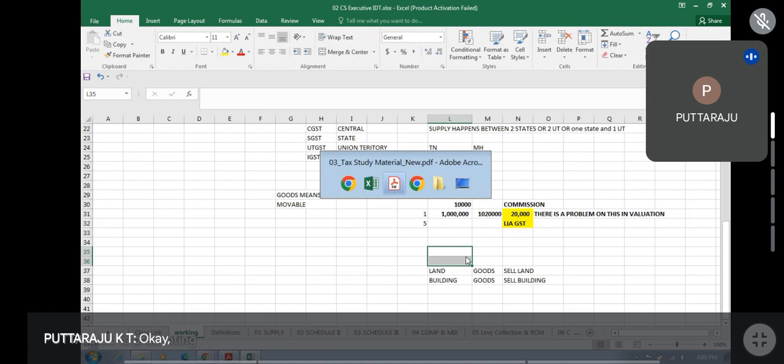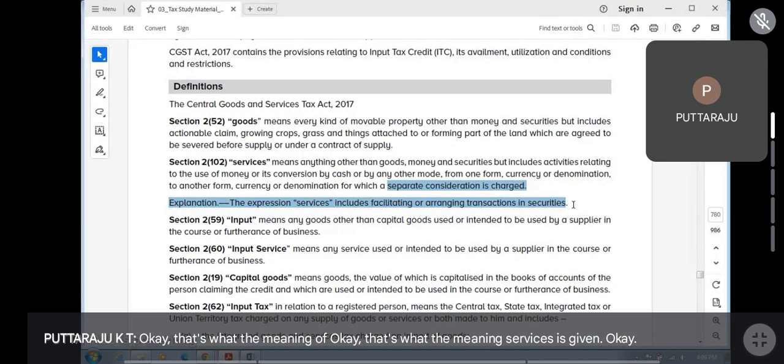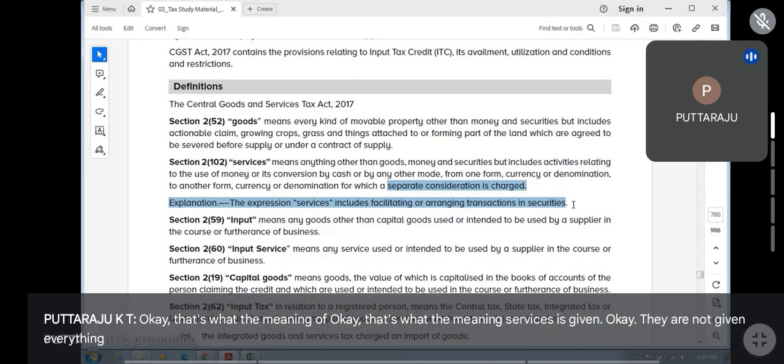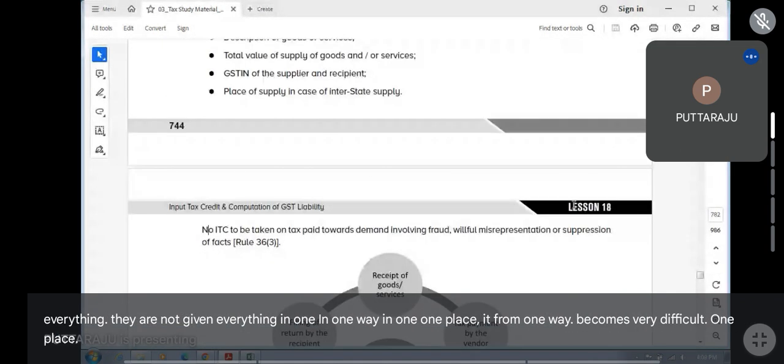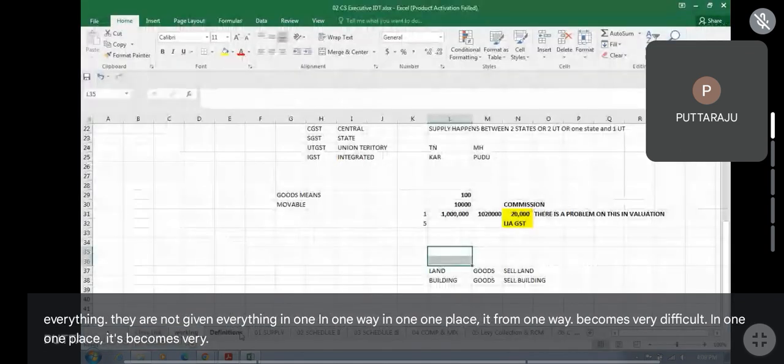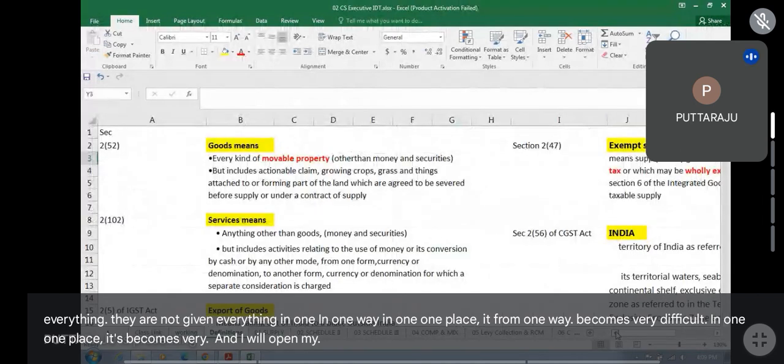Okay, that's what the meaning of services is given. They are not given in one way, in one place. It becomes very difficult. Hence, I will open my this one. See, goods, service.